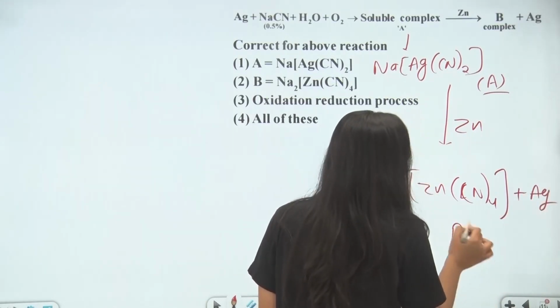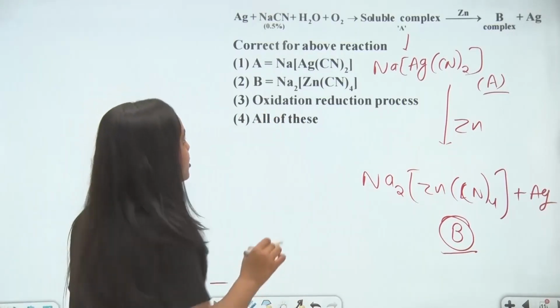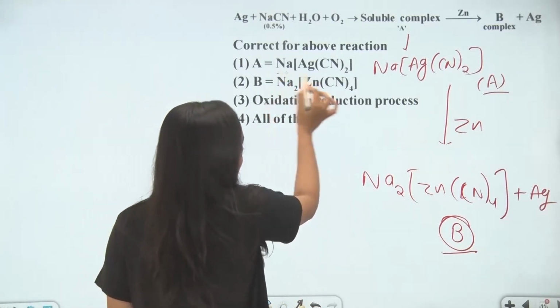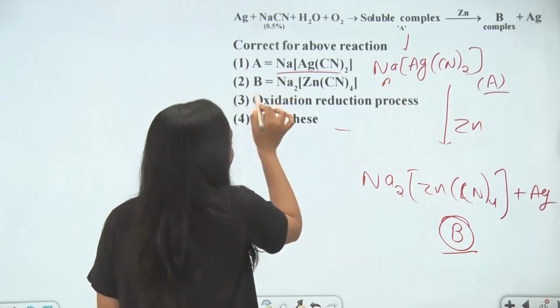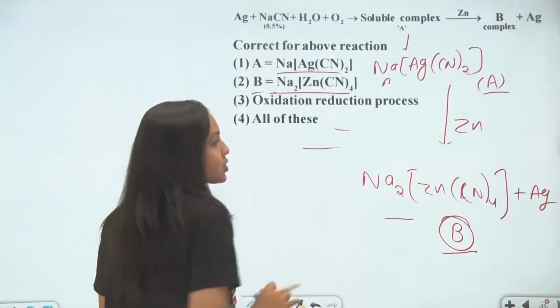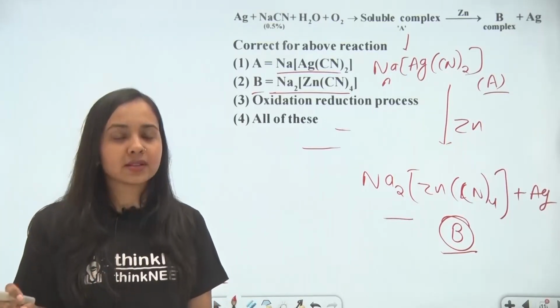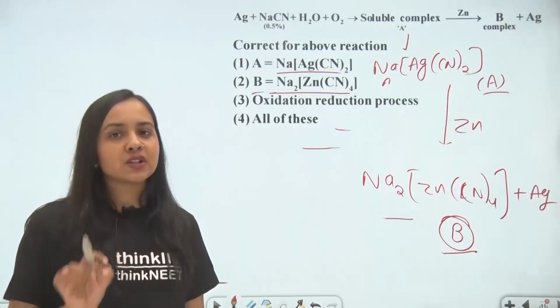This is our complex B. So now you can see that option A1, A is equal to this complex, which is correct. B is equal to this complex, which is also correct. And the third one is oxidation reduction process. So yes student, this process is an oxidation and reduction process. In this process, redox reaction proceeds, right?